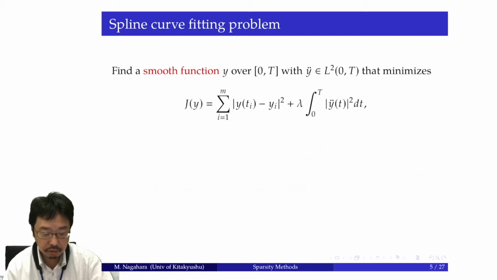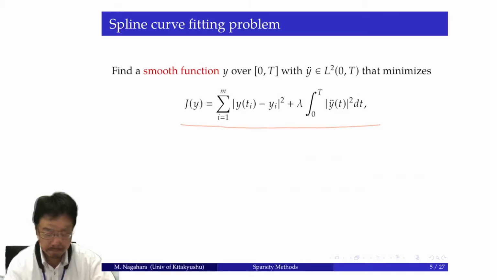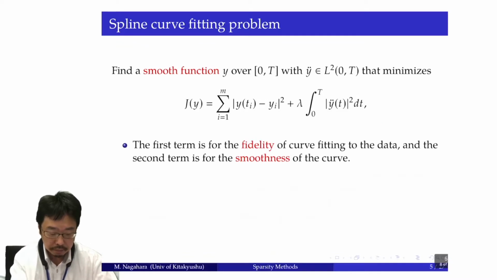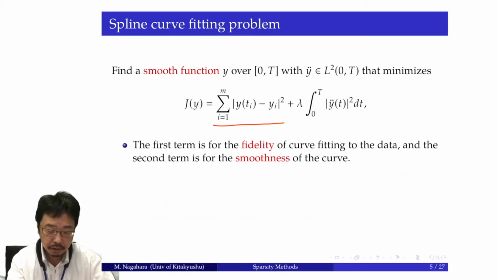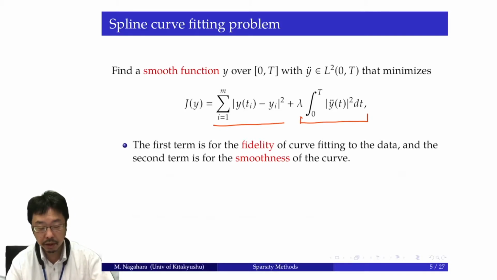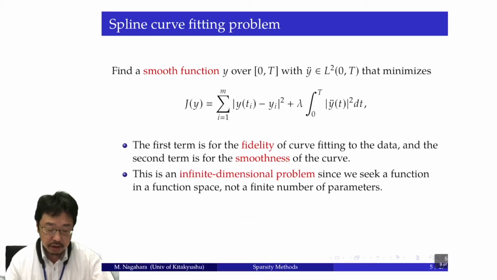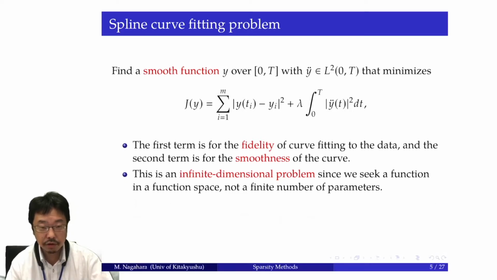Find a smooth function y over 0 to T with the second derivative y double dot in L2 0 to T that minimizes this cost function. The first term is for the fidelity of curve fitting to the data, and the second term here is for the smoothness of the curve. This is an infinite dimensional problem since we seek a function in a functional space, not a finite number of parameters.